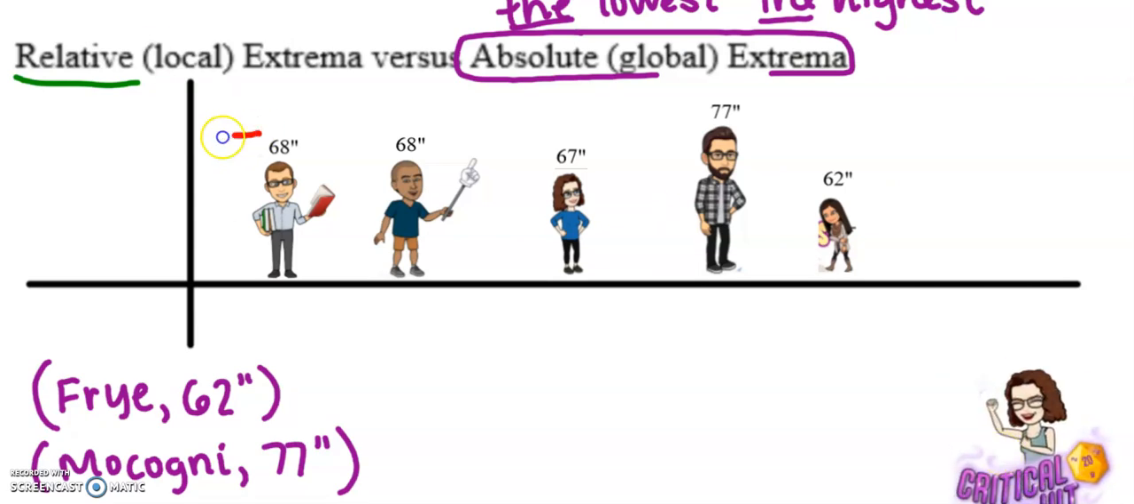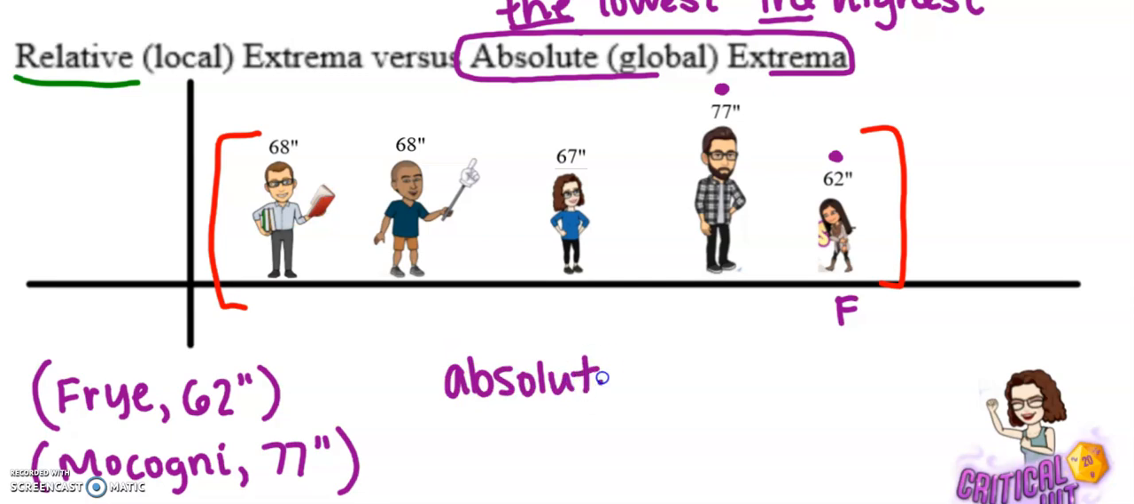So if I look at this closed interval now, Mrs. Fry is still my absolute. Mr. McConey is still my absolute. Notice this time that Mrs. Fry happens to be at the end point. That's okay. Absolutes can be at the end point.